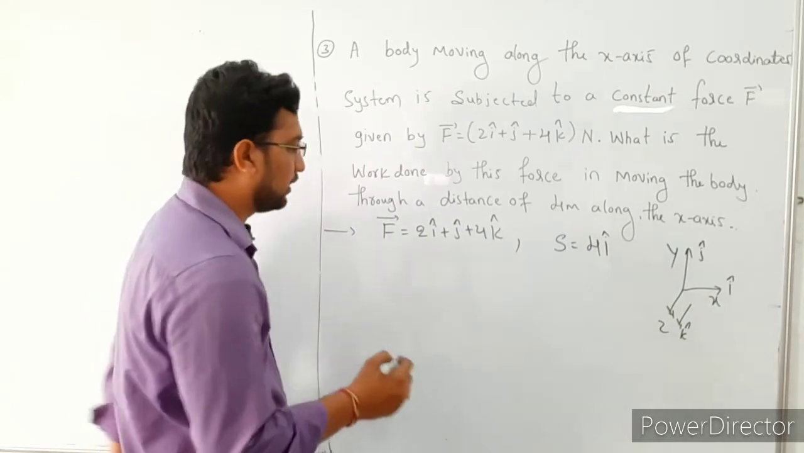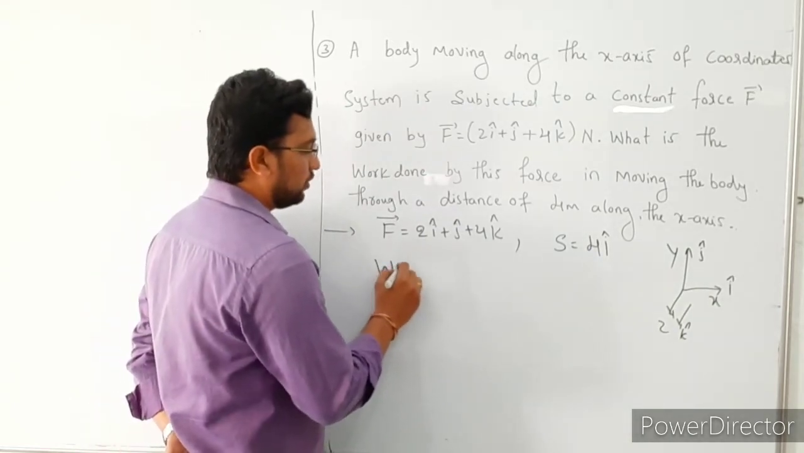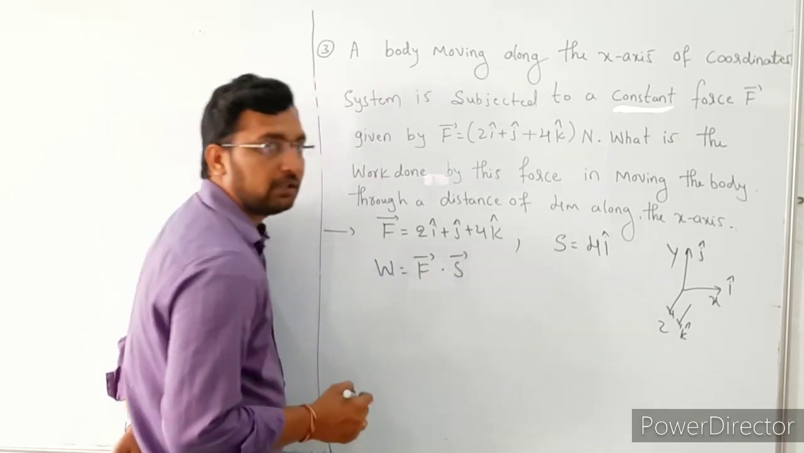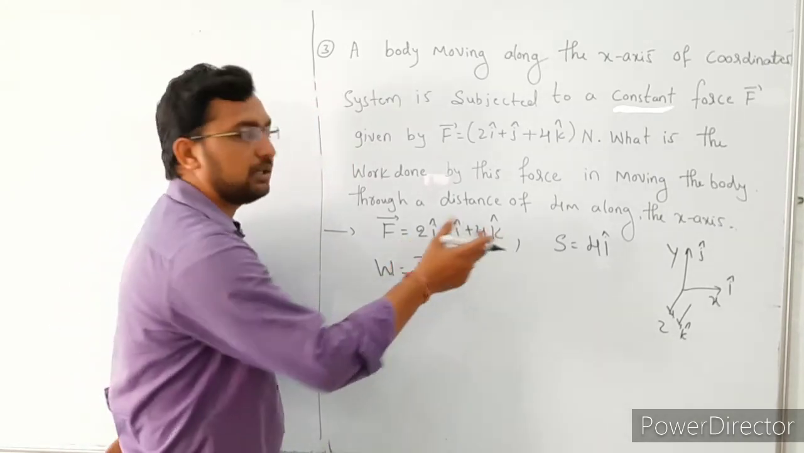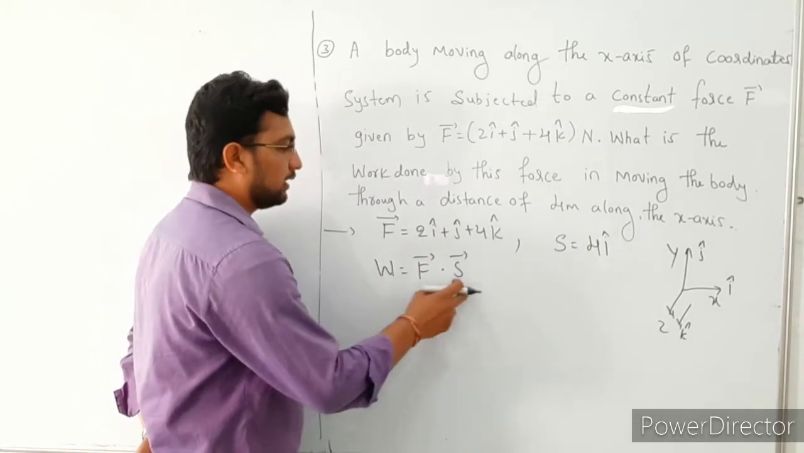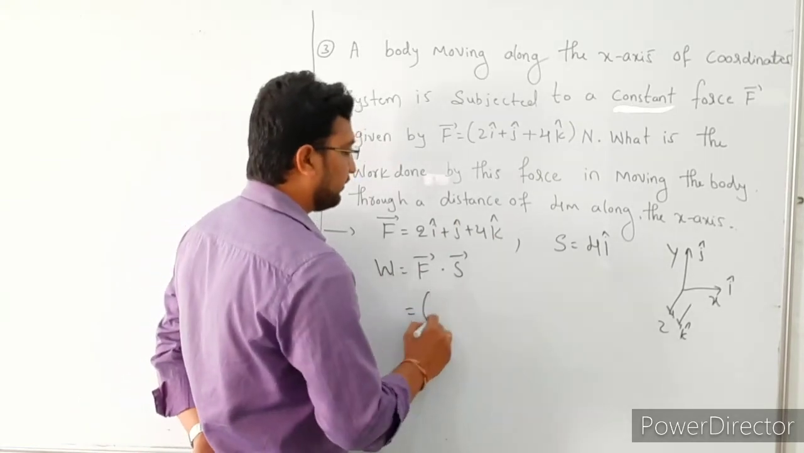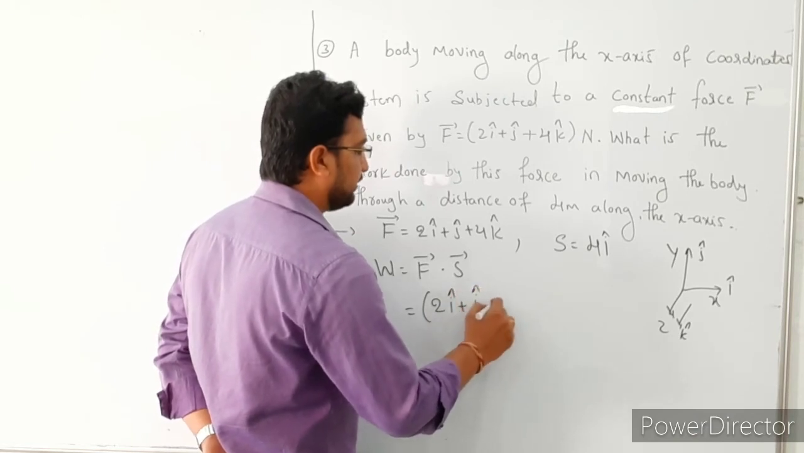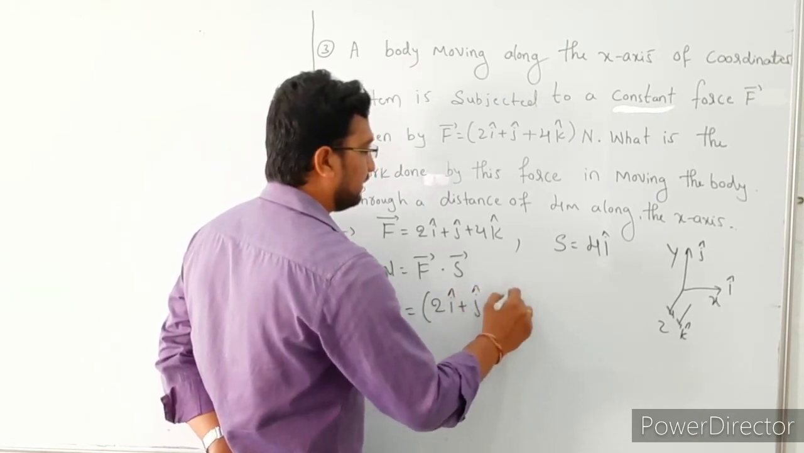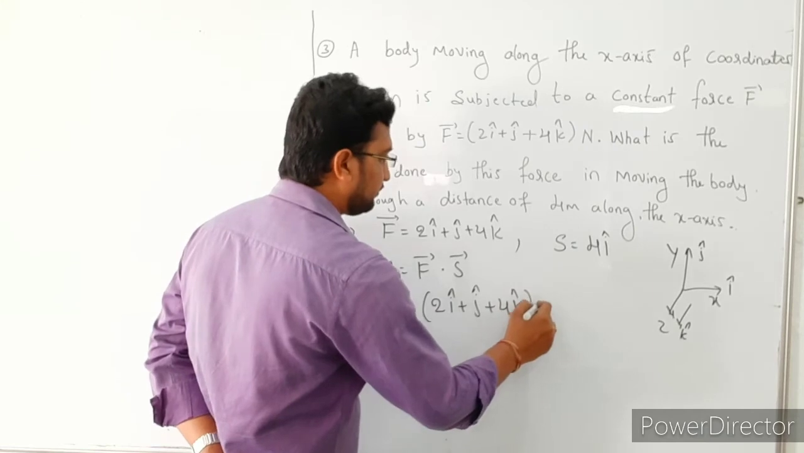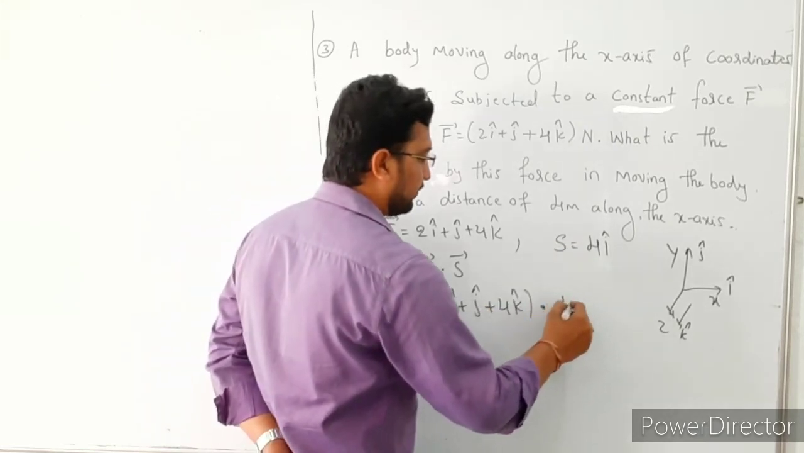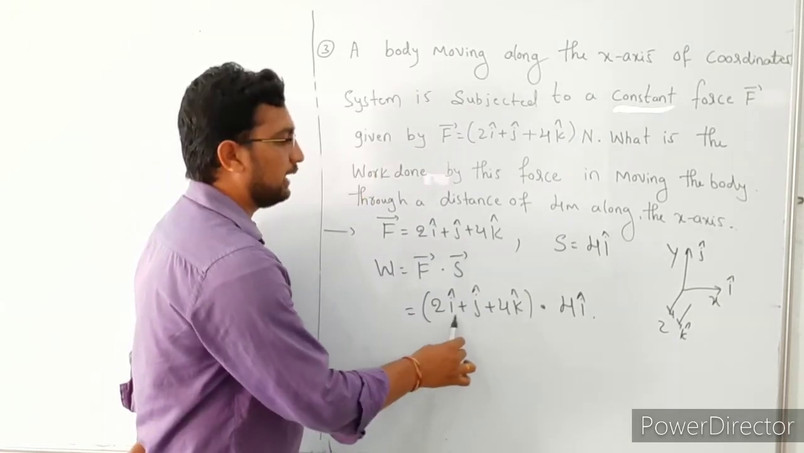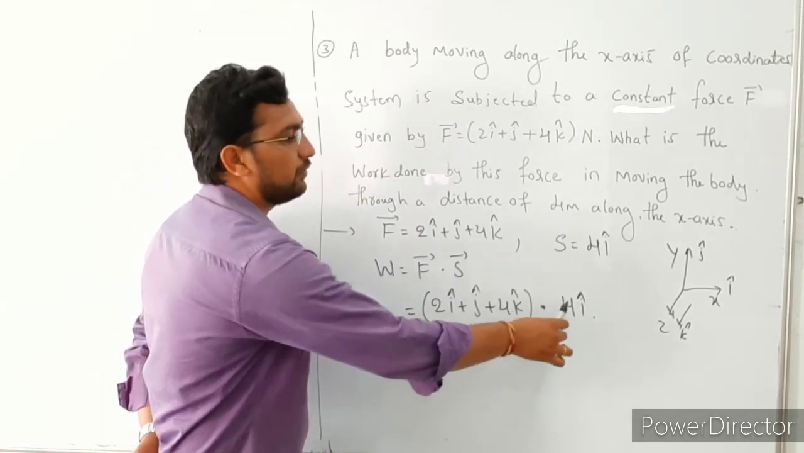So work done is equal to force vector dot displacement vector, because in this case both are given in vector form. Then F vector dot S vector, here the F vector value is 2i cap plus j cap plus 4k cap, dot, here the displacement value is 4i cap. So it is equal to (2i plus j plus 4k) dot 4i.